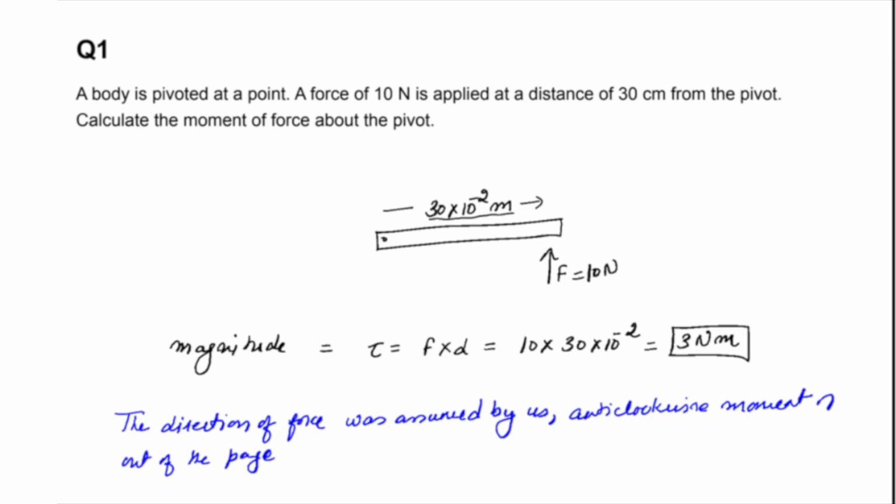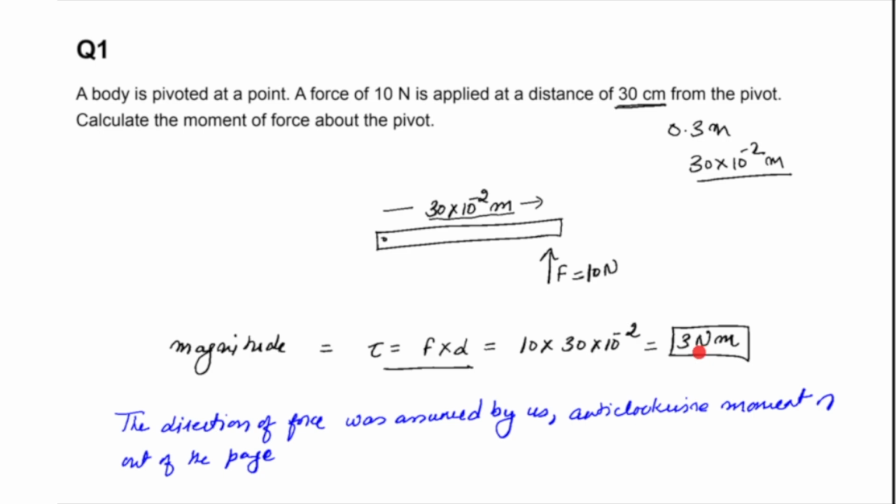Here I've converted it into meters because the distance was given in centimeters. We can say 0.3 meter directly, or we can say 30 into 10 raised to power minus 2 meter. So that way we will calculate it. We'll just use the formula of torque and we will get the moment of 3 Newton meter. Newton meter is the unit of moment of force or torque.